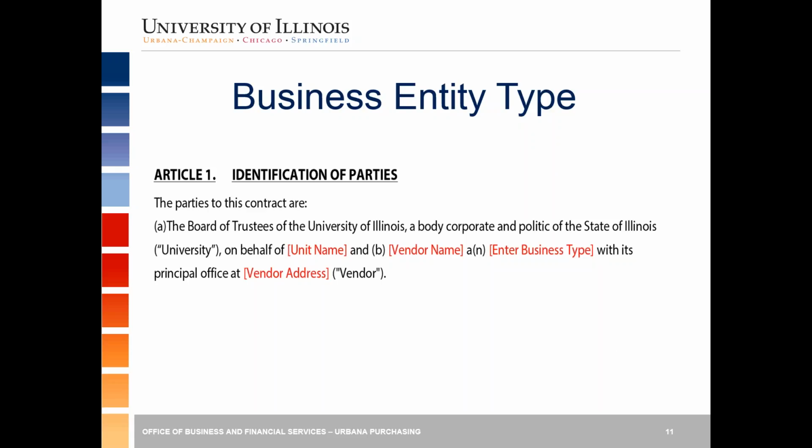Business entity type. Article 1 of the CFS under 10,000 contract is where the basic party information is filled in. Please note that there's a very important field after the vendor's name where the vendor's business type needs to be filled in. Business type refers to what type of entity the vendor is, such as a corporation, sole proprietor, LLC, LLP, etc. And is important information if the contract is ever involved in litigation.